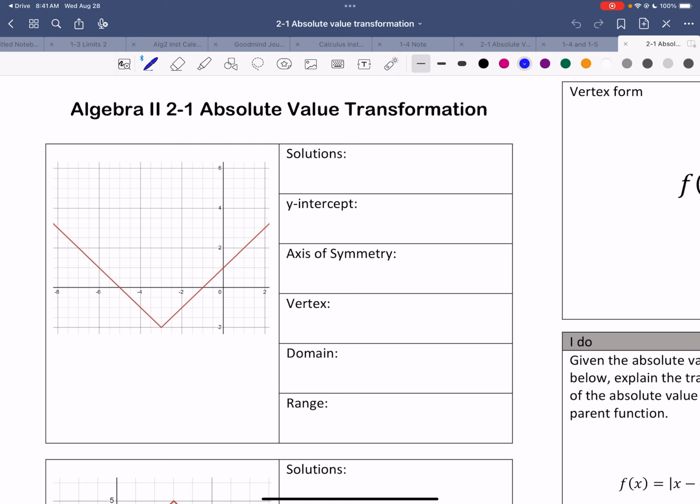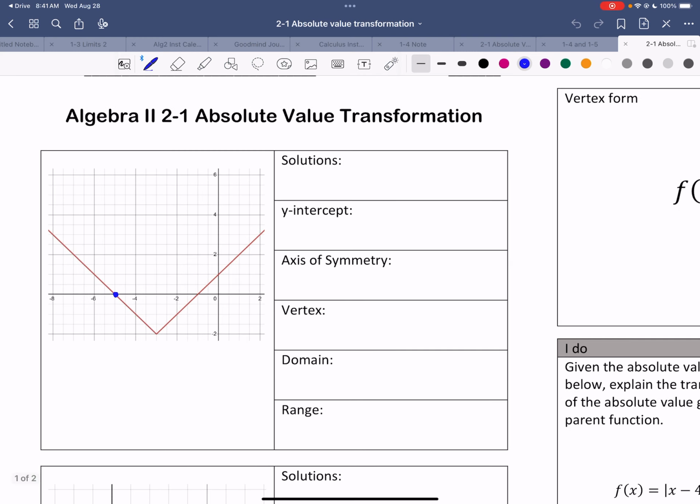Solution means x-intercept. So in this case, we have 2 points, right here and right here. So negative 5, 0 and negative 1, 0. Now what's the y-intercept? It's right here, which is 0, 1.